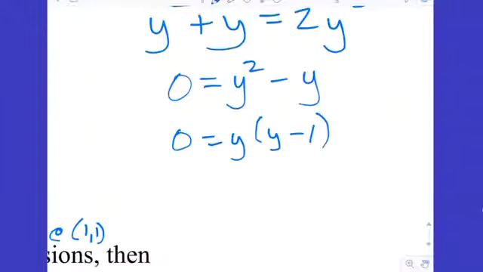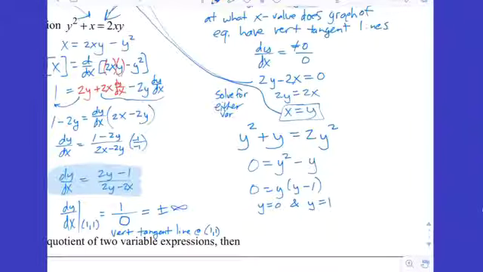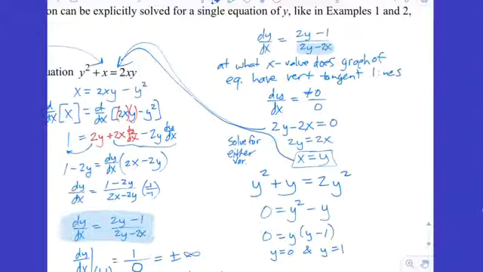So now you know at least the y values where you have vertical tangent lines, at y equals 0 and at y equals 1. Now all you have to do to find the x values that go with them is plug each of those y values back into one of 2 places. You can either plug those y values back into the original equation, or because it's a system of equations, you can plug it back into here.